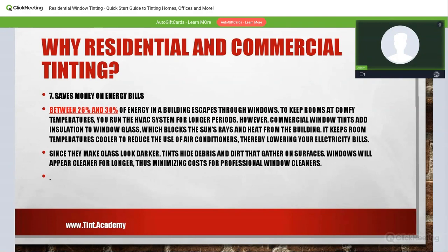Next, it saves money on energy bills. With the company that we use, the Solar Guard residential architectural film, it saves between 26 and 30% of energy in the building. So we're actually going to stay a lot cooler, keeping the heat or the cold outside.